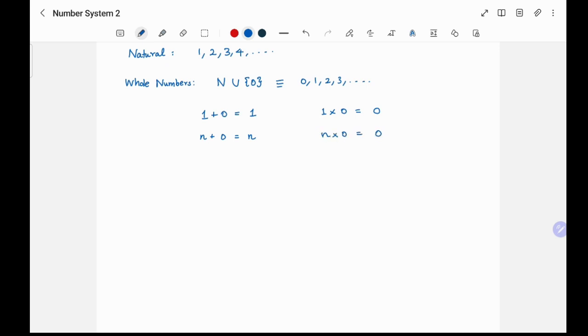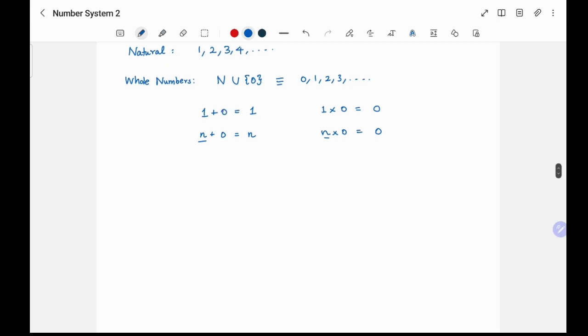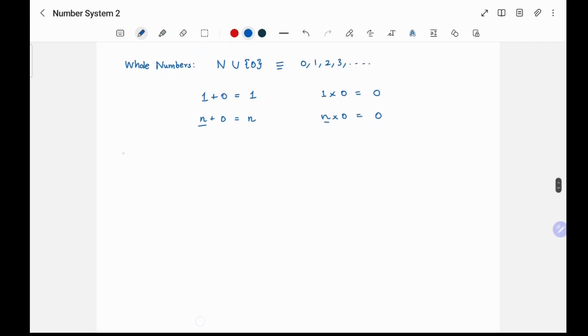Since we have introduced only natural numbers and whole numbers so far, I am saying this is true for any natural number n, but in general it is true for any real number or complex number n. So we'll not get into it now. We'll see them as we go on. The next is integers.